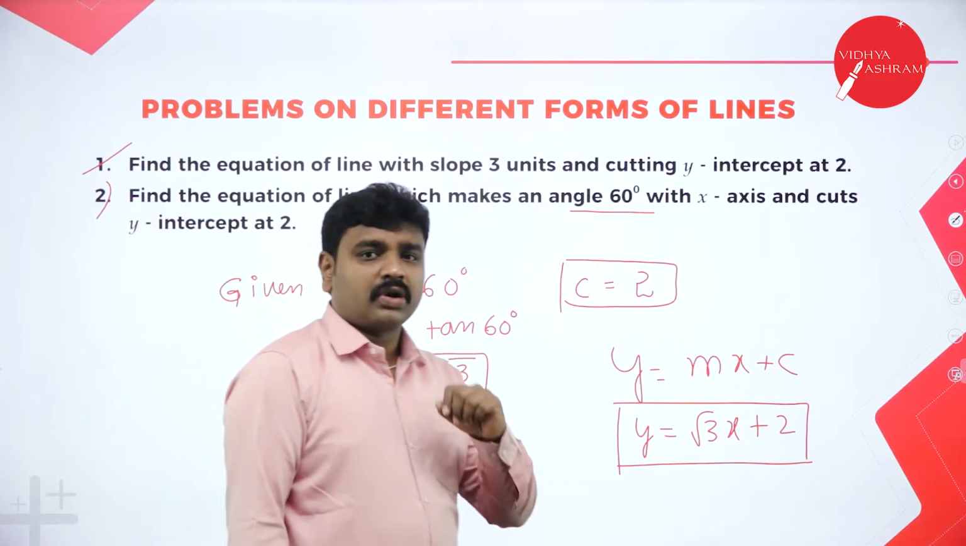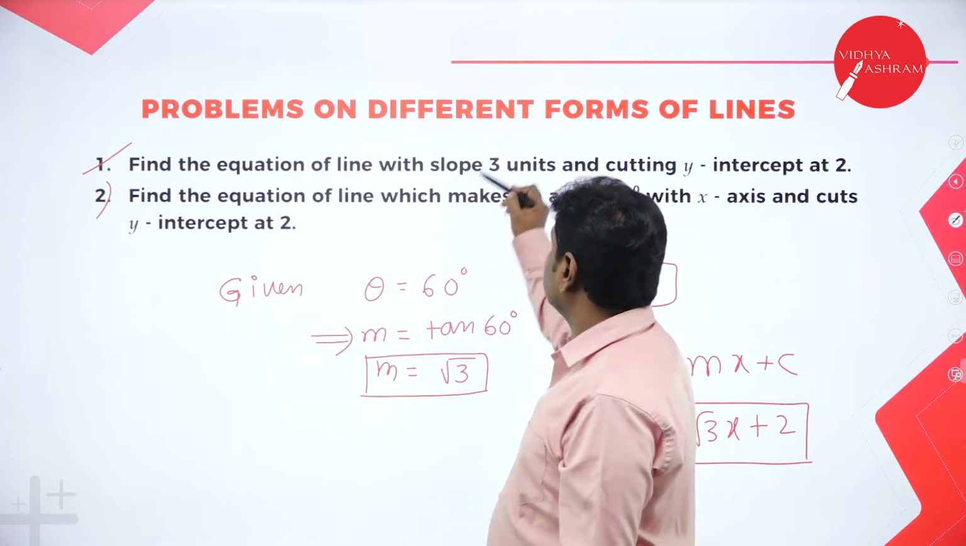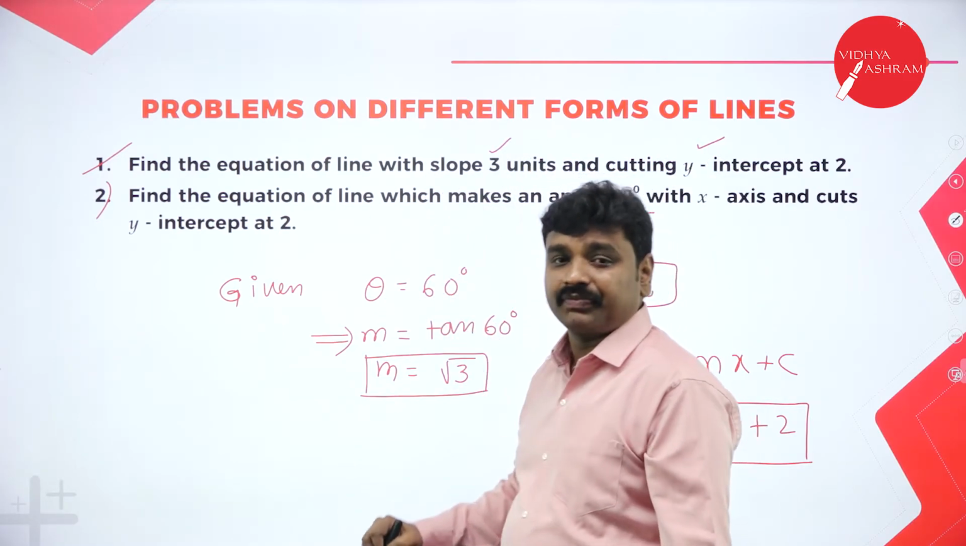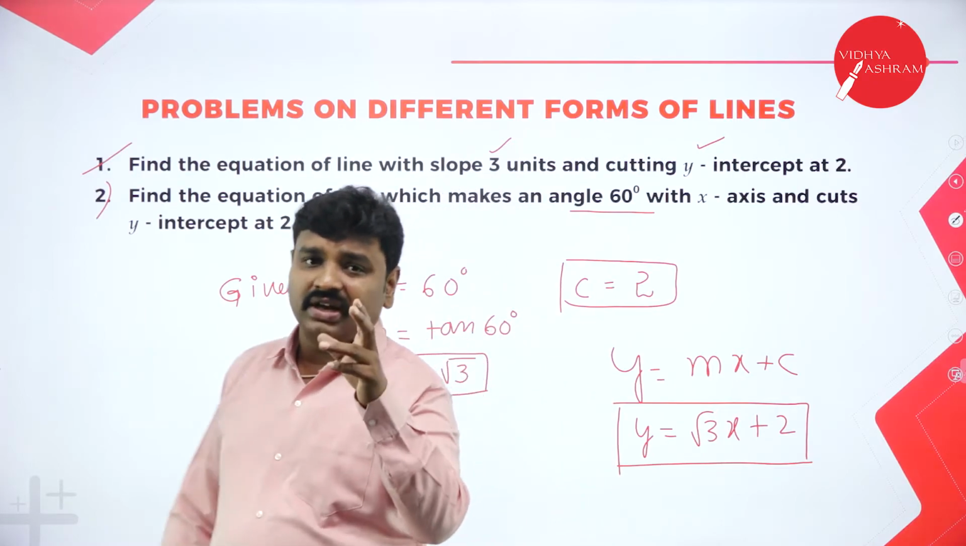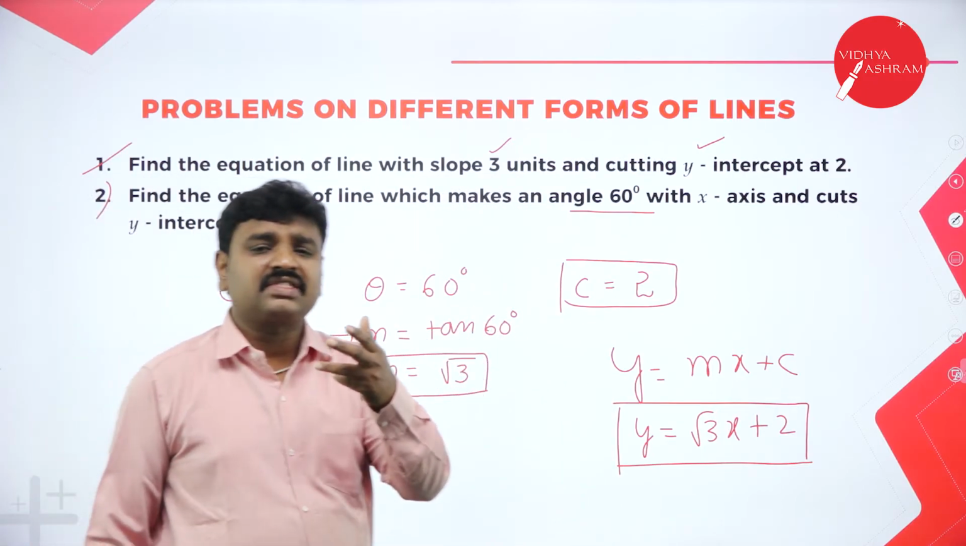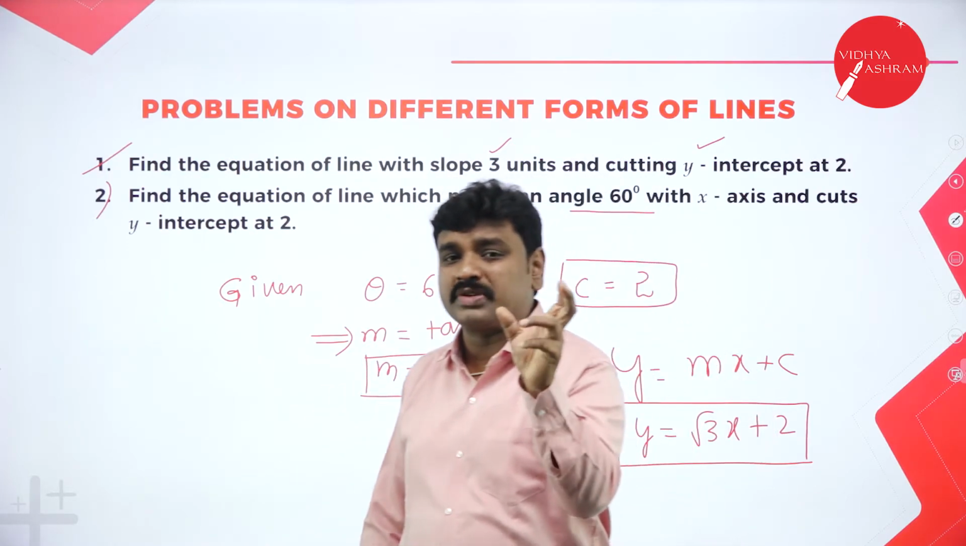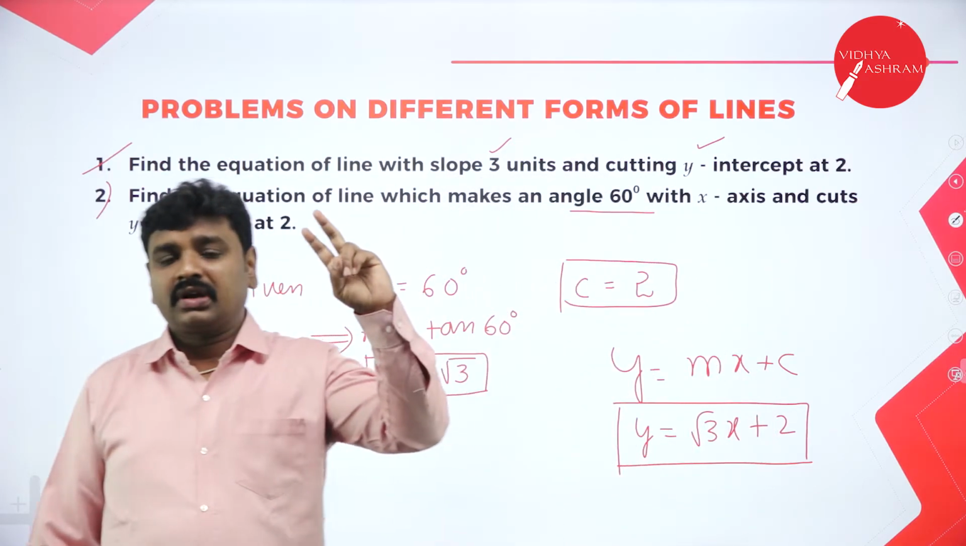So now I have done two problems. In the first problem they gave slope and y-intercept. In the second problem they gave angle and y-intercept. Always if they give angle, how to find slope? Tan theta. What is tan theta? Tangent of the angle made by the line with x-axis. Tan theta is slope. Always slope is symbolized by letter m. So now we are thorough with two forms.